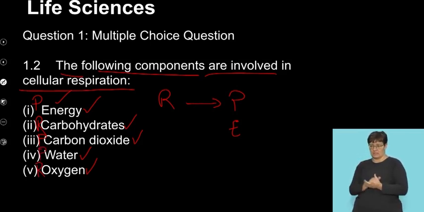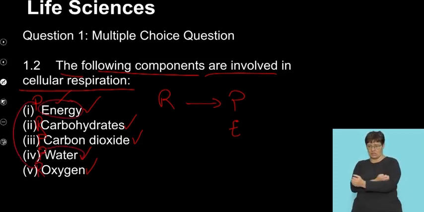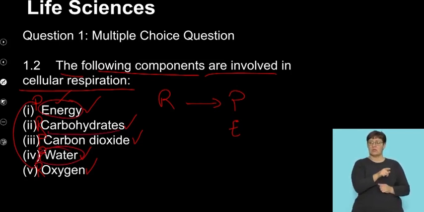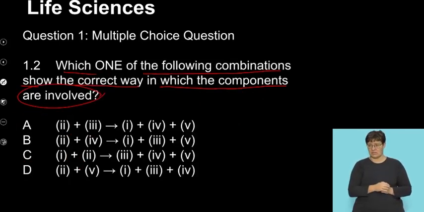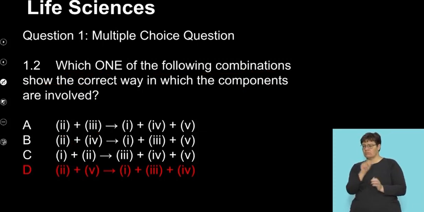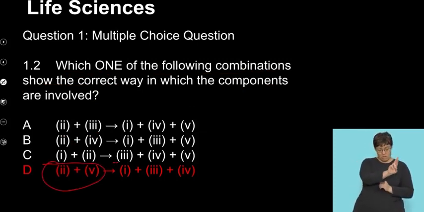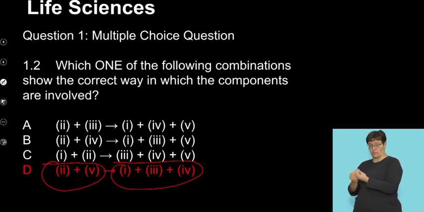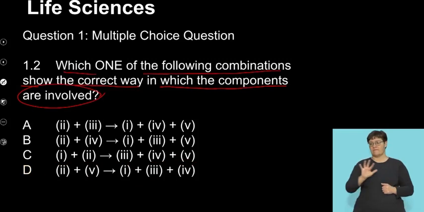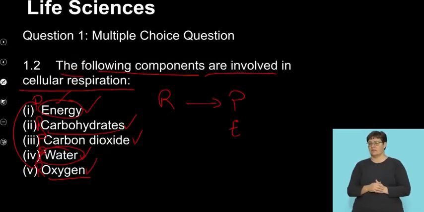So we've got products, which are energy and water, and we've got reactants, which are carbohydrates and your oxygen. So when we unpack this question, it's important that you look at that. So it's going to be those two reactants forming those three products. And as I mentioned, if we go back, it's 2 and 5. So 2 and 5, guys, let me just go back one more slide.